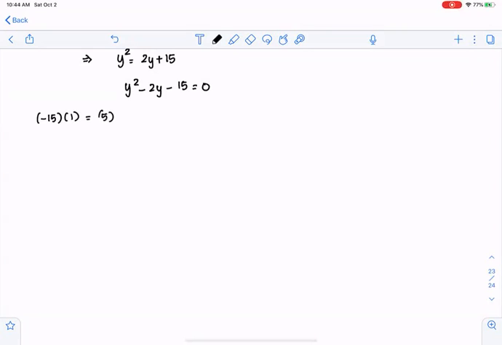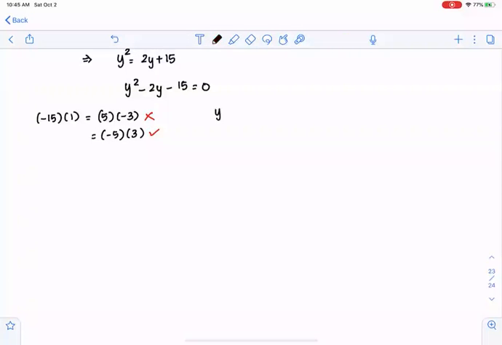Negative 15: 5 times negative 3 would give us negative 15. Negative 5 times 3 would also give us negative 15. If I add 5 and negative 3, I'm not going to get negative 2, so that won't work. If I add negative 5 and 3, I will get negative 2, so that would work.